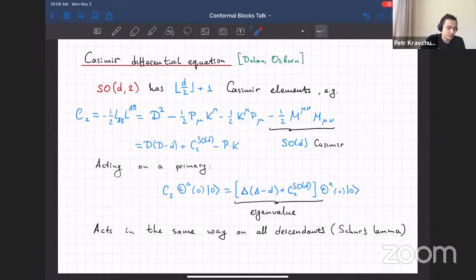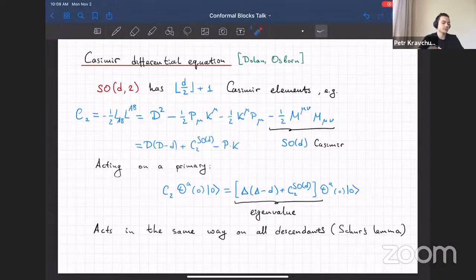For example, it's obvious that it commutes with D because all terms here have scaling dimension 0. D has scaling dimension 0, M has scaling dimension 0, and P and K have scaling dimensions +1 and -1, which cancel in this product. It's also obvious that it commutes with M because M is the Lorentz generator and all the indices here are contracted in invariant ways. The only non-trivial fact is that it commutes with K, so you can just use the commutation relations and check that this is true.